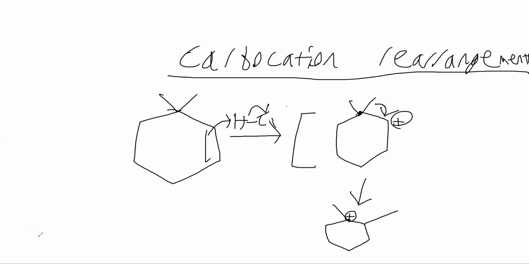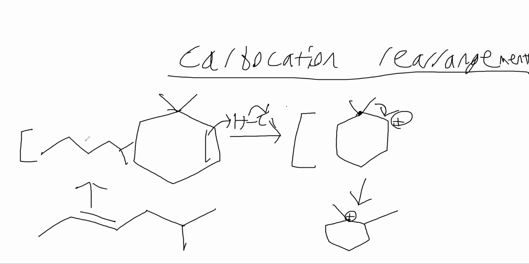And you should also be wary of potential tricks. Like here, if we added a proton to this, I'm just going to go ahead and draw what the intermediate would look like. You could have a cation here.